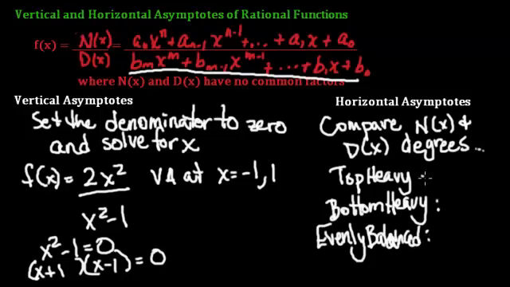All right. If I have a top-heavy function, we would describe that as the degree in the top is greater than the degree in the bottom. Do I have a top-heavy function here? Nope, I do not. If it's top-heavy, you will say that you have no horizontal asymptote.